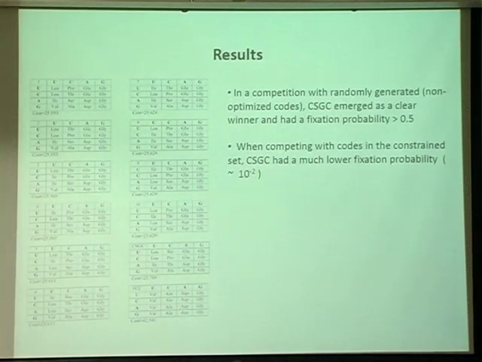And what we find is that in a comparison with randomly generated codes, the code which is most consistent with the standard genetic code, which I have shown here, CSGC, a 10 amino acid code, was found to have a very high fixation probability. But when this code competes with a constrained set of codes, which consists of physicochemically optimized codes, its fixation probability was of the order of 10⁻².